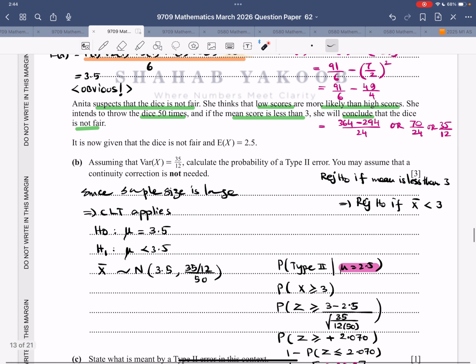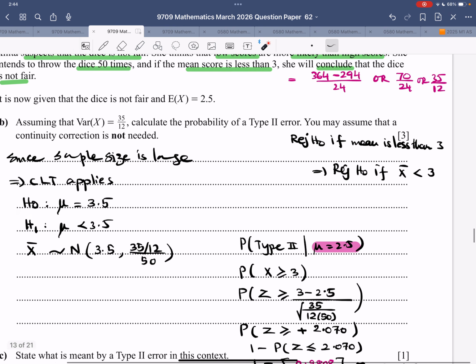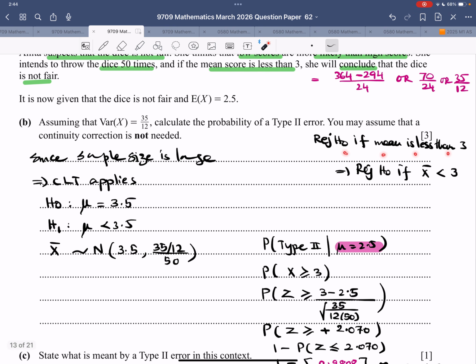So now, since the sample size is large, CLT applies. The mean should have been 3.5, but it's lesser. It's a normal distribution, variance is divided by 50. Reject H0 if mean is lesser than 3, that is the critical region. So for type 2 error, it should be opposite. It should be greater than or equal to 3.